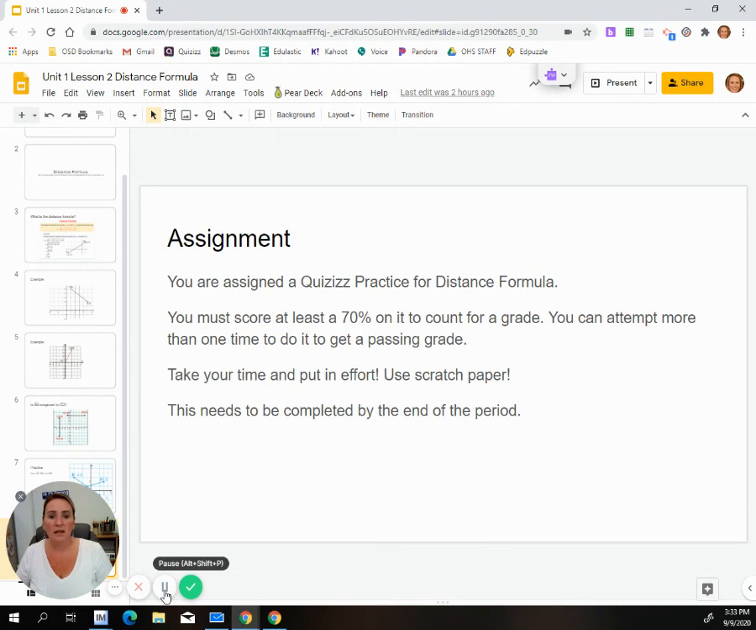But the biggest thing is don't try to do this by just looking at it, using a calculator. Please make sure you're following the same steps, plugging into the formula, and trying to solve each of these in the same process every single time.